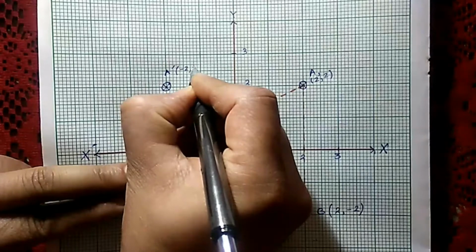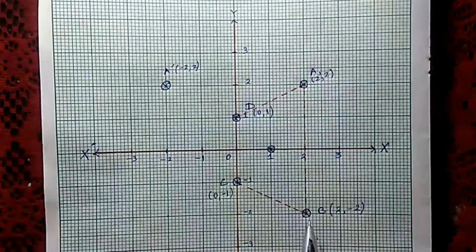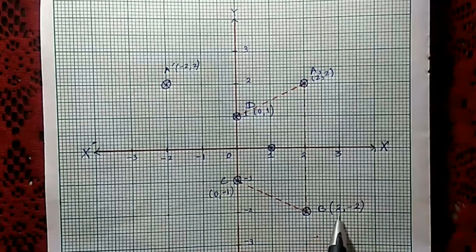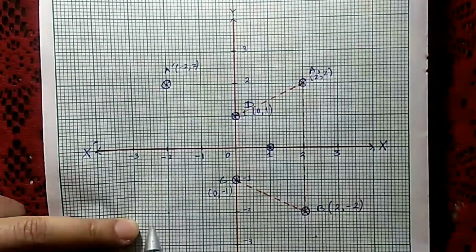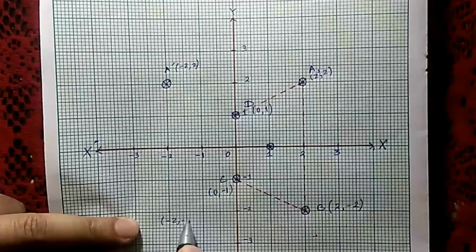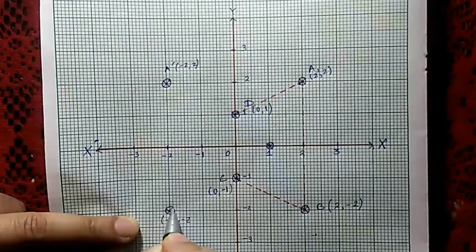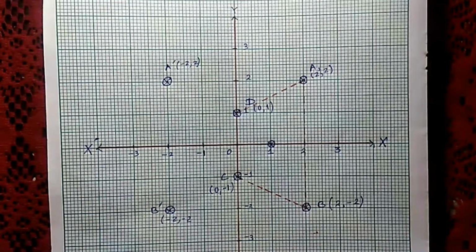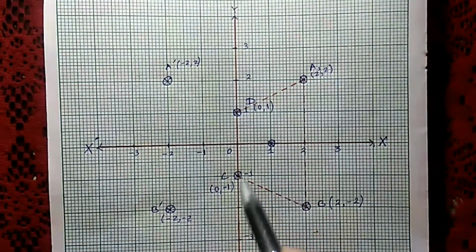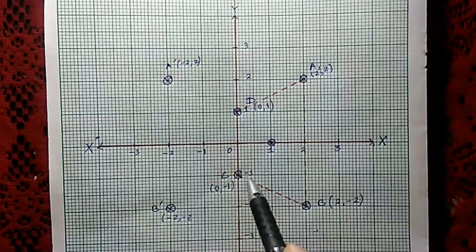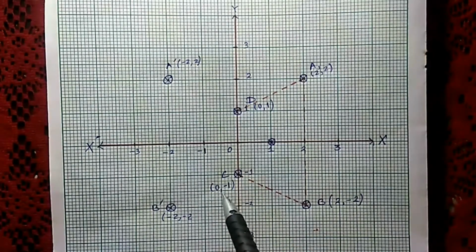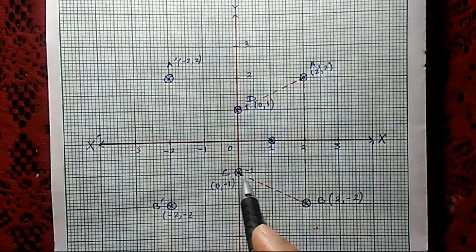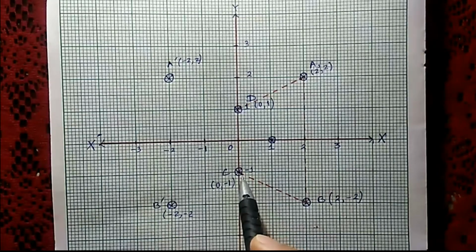Its point will be minus 2, 2. Similarly, when B is reflected, the y-coordinate will remain the same, the x-coordinate will change its sign. So it will become minus 2, minus 2, and this point is your B prime or B dash, which is minus 2, minus 2. Now when C is reflected in the y-axis, the y-coordinate remains the same, the x-coordinate will change its sign, but since it lies on the y-axis, it will remain unchanged. That means this is an invariant point.